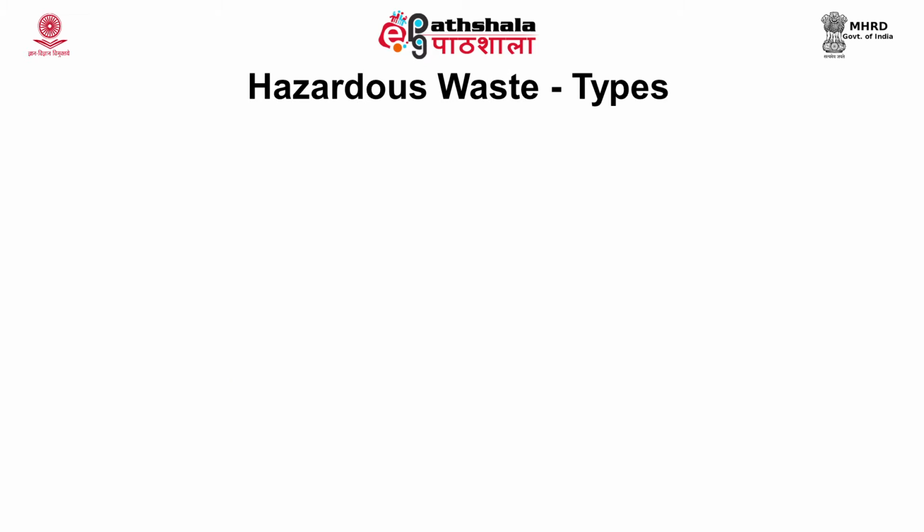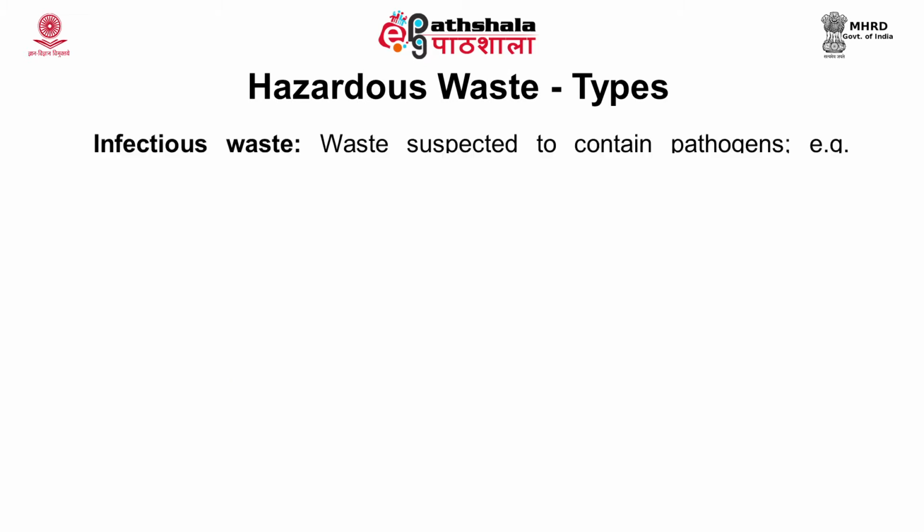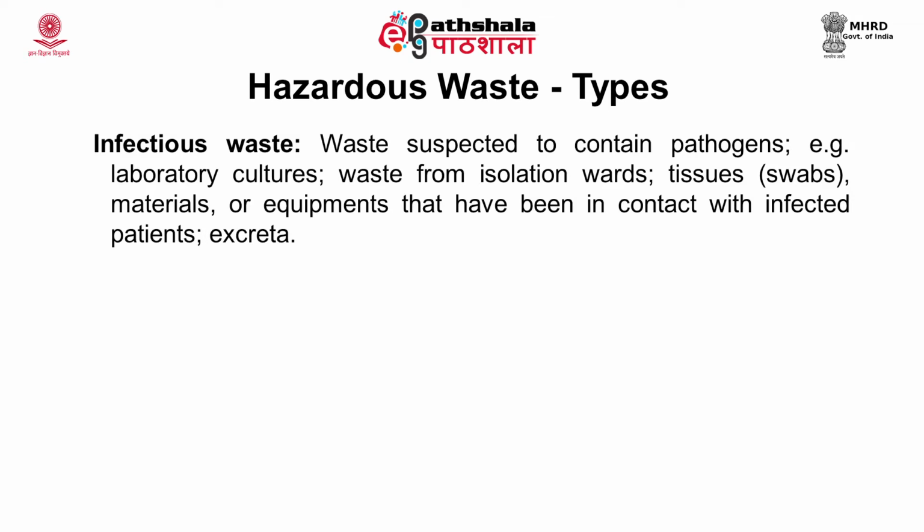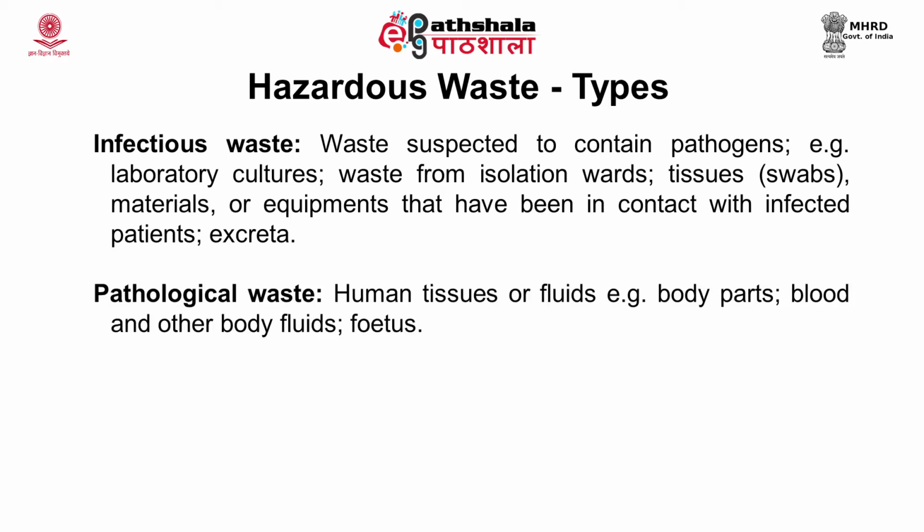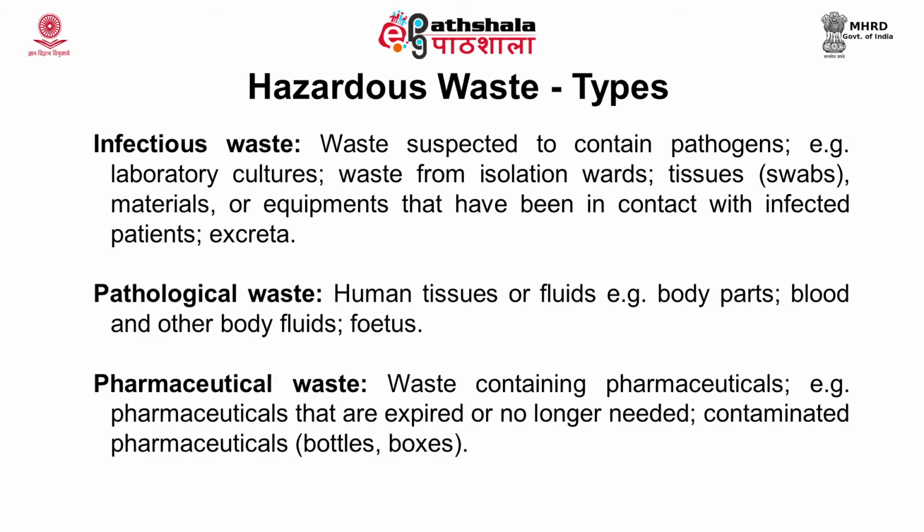Hazardous waste is again subcategorized into 7 types. First one, infectious waste. Waste which contains pathogens is called infectious waste. Example, laboratory cultures, waste isolated from wards, tissues, equipment which are in contact with infected patients and their excreta. Second is pathological waste. Human tissues or fluids, for example body parts, blood and other body fluids are categorized under pathological waste.